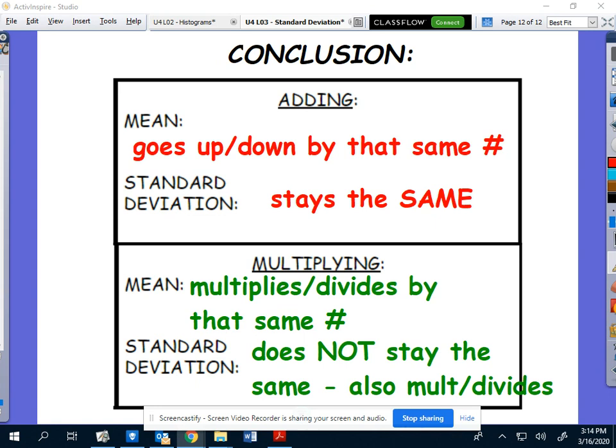And that's kind of the last point of making sure we understand how our standard deviation is affected and how our mean is affected when we add and subtract versus when we multiply and divide.